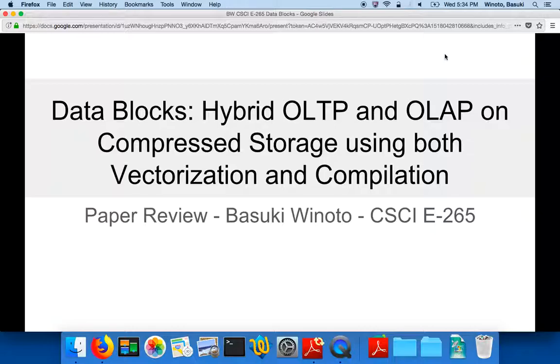The topic that I'm going to go over in this video is Datablocks. It's a hybrid OLTP and OLAP on compressed storage using both factorization and compilation.